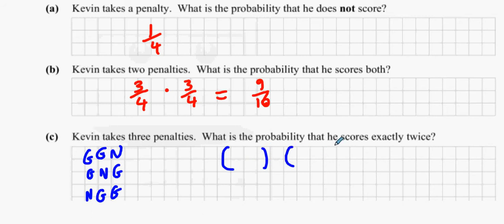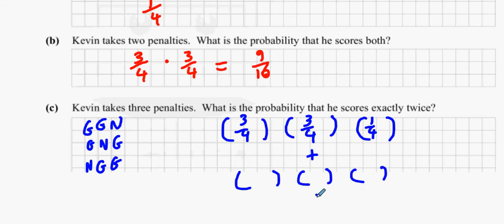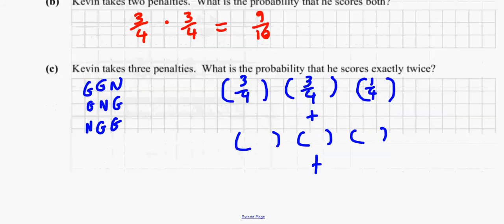Let's do the first one first. What do you think the first one is? What's your probability of scoring a goal? 3/4. What's your probability of scoring another goal? 3/4. What's your probability of scoring your last goal? Awesome, right? Now, what are you going to know about the other 2? There's 2 more of them to do. Do you understand why there's 2 more of them to do? What's the reason?